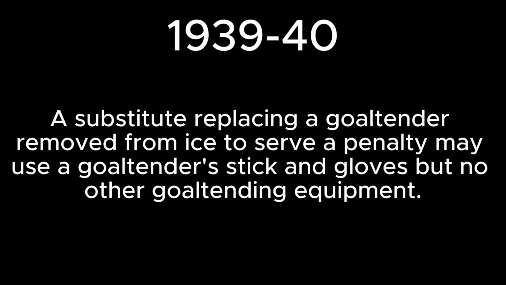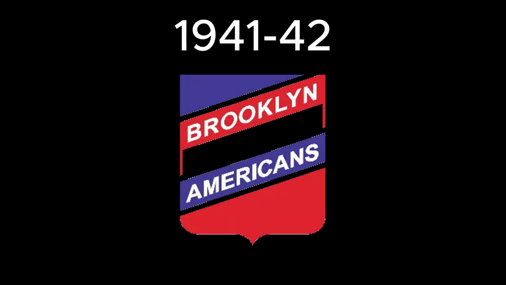In 1939-40, a substitute replacing a goaltender removed from the ice to serve a penalty may use a goaltender's stick and gloves but no other goaltending equipment. In 1941-42, the New York Americans changed their name to the Brooklyn Americans for the season, which would also be their last season before folding.